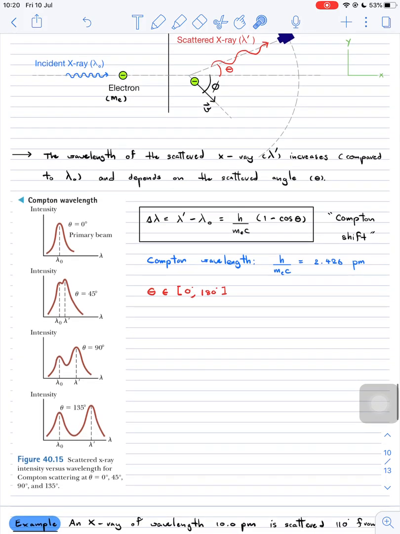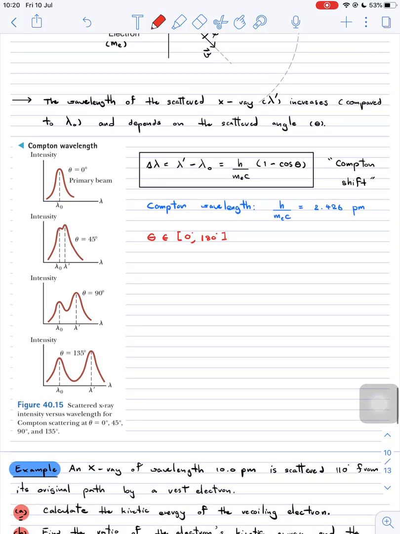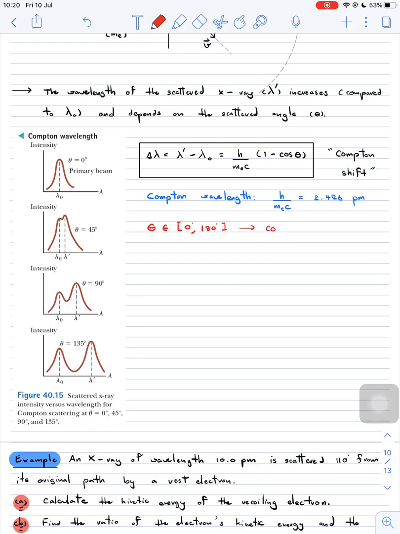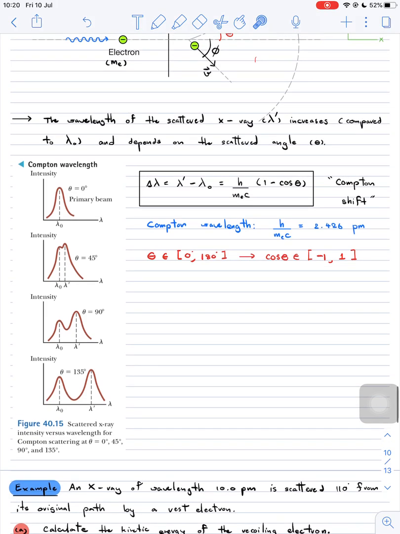Then it means that the cosine theta should be in the range of minus 1 to 1, because cosine 0 equals 1 and cosine 180 degrees equals minus 1 here.